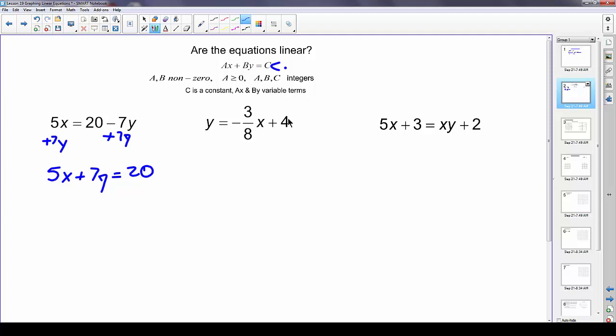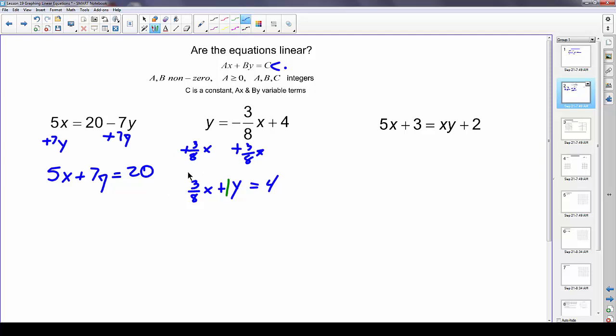Now in this case, if I look at the problem, x and y aren't on the same side of the equation, so let's do that first. Add 3/8x to both sides. And that gives me 3/8x plus y is equal to 4. So in this case, a and b are non-zero terms. B in this case is 1, right? And a is greater than 0, that's fine, but a, b, and c are not integers, so I'd have to make those integers to be able to state if this is even possible.